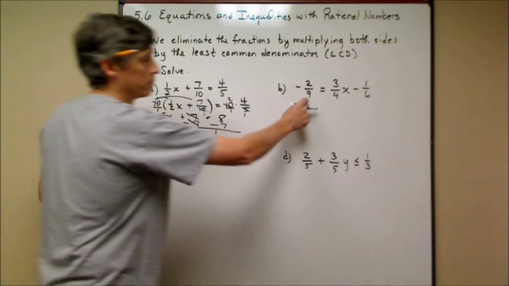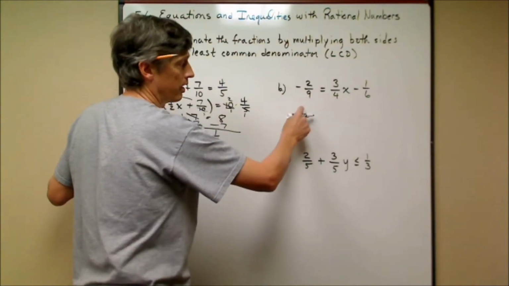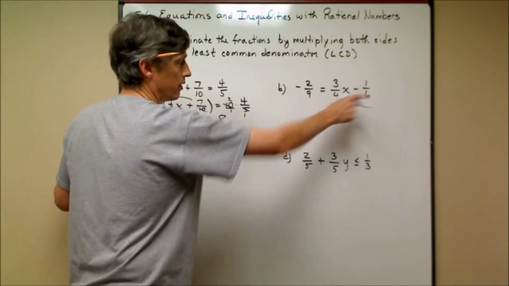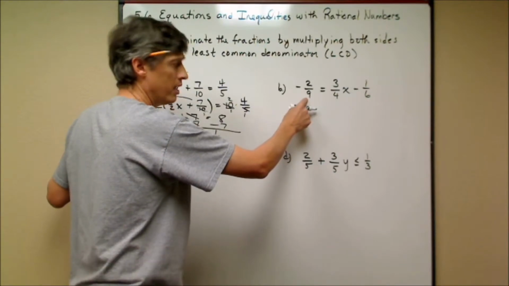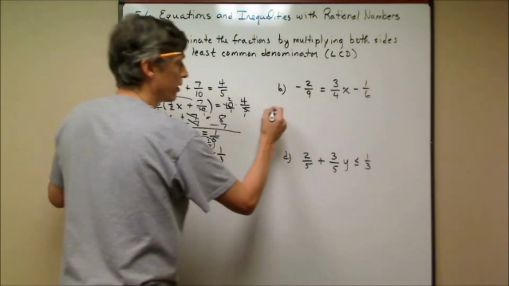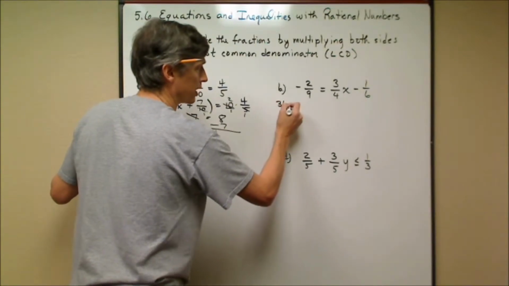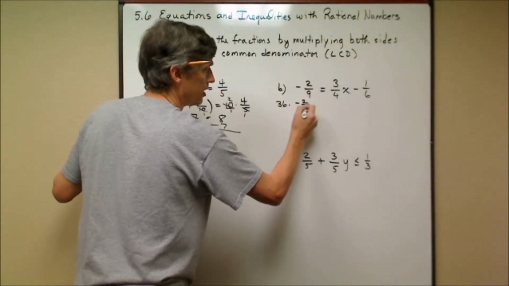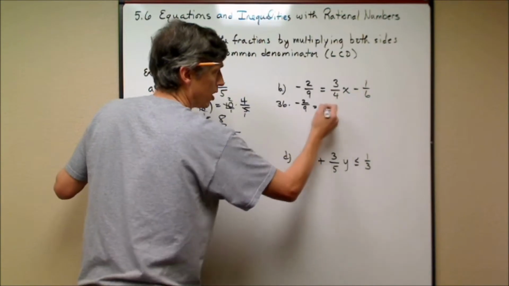So is it 2 times 9, 18? No, 4 doesn't go in 18. Is it 3 times 9, 27? No. Is it 4 times 9, 36? That's my guy. These guys will divide into 36. I'm going to multiply both sides by 36. 36 times this side, and 36 times all of that side right there.